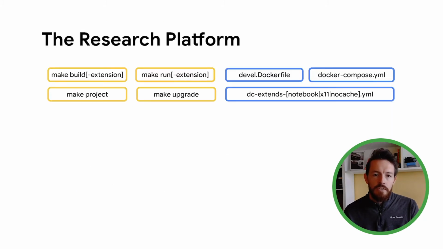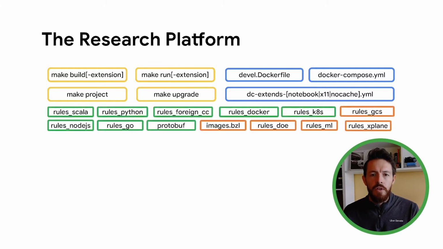So now let's look in the guts of the research platform. So we start with interacting with the research platform using Make. And we don't use Make to build software, but just as a convenient way of interacting with our Docker machinery. Once you've built and logged into the research environment, you can use Bazel. And here we integrated most of the useful language rules that allow you to build research software in pretty much any language. We make heavy use of the Docker rules and the Kubernetes rules as well.